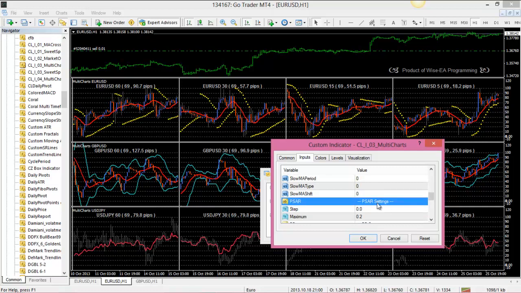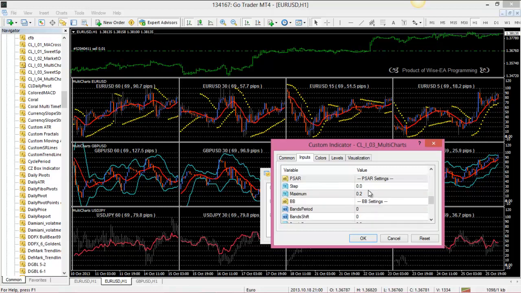And for parabolic SAR, we're displaying it here. Default is yellow. And see here on this chart, I'm not displaying it. That's why I set it to 0. But if you want to display it, set it to something other than 0. This is how it appears.